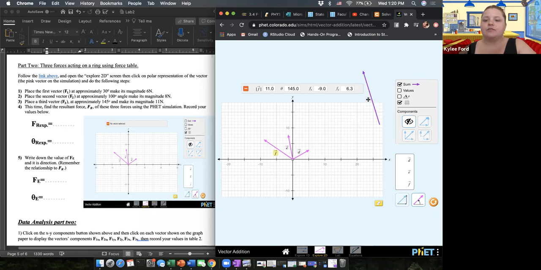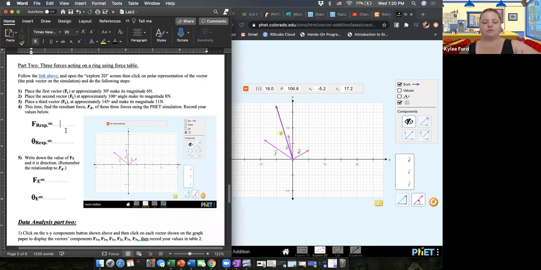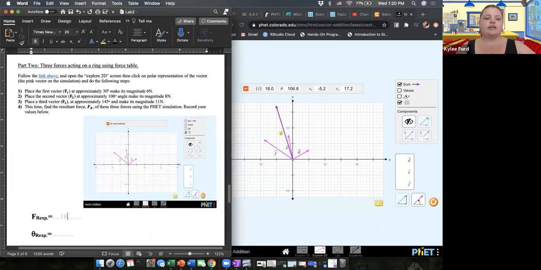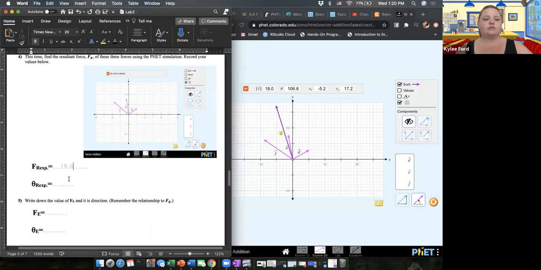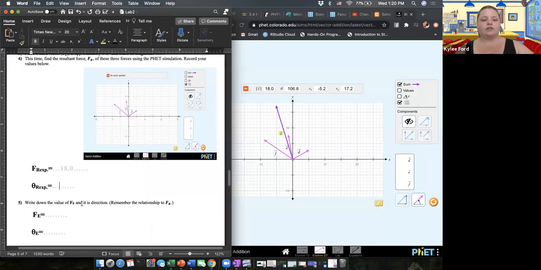I don't know why it's way over there. We can move it, it doesn't matter. So this is our summation vector or our resultant vector. Okay, that's what it looks like with all those three forces or vectors. Okay. So we can put down our resultant magnitude as 18 and our direction as 106.8 degrees.